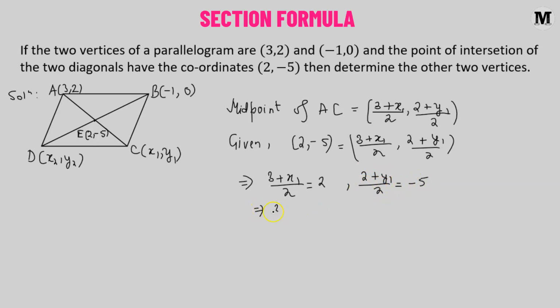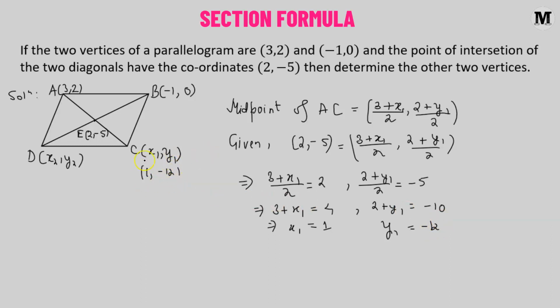So this gives us 3 + x1 equals 2 times 2, that's 4, so x1 will be equal to 1. Then we have 2 + y1 equal to -10, so y1 will be equal to -12. So we have obtained the coordinates of point C, so that's going to be (1, -12).